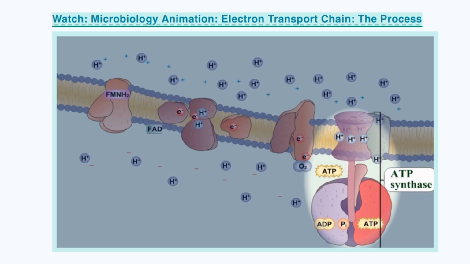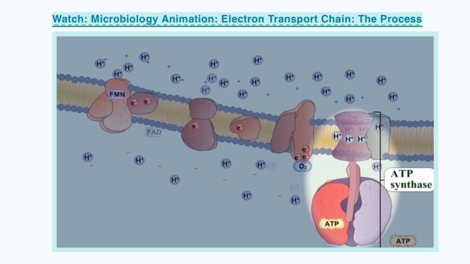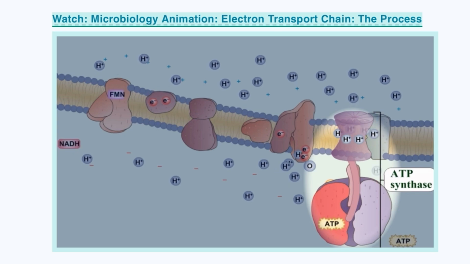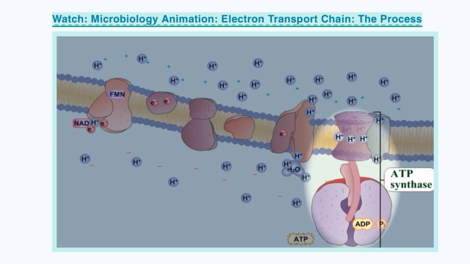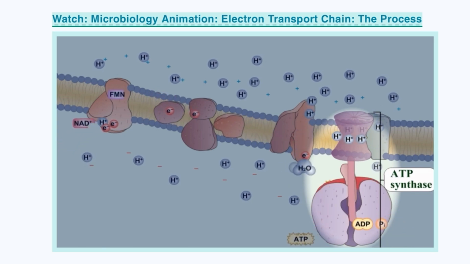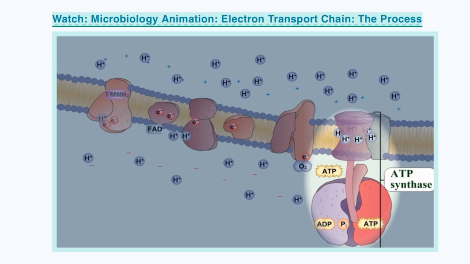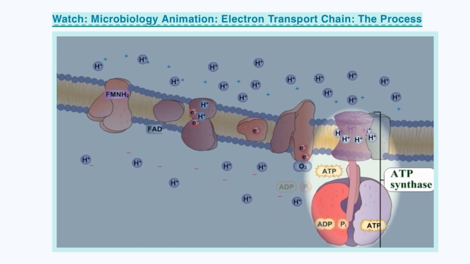This is a protein channel through which protons diffuse. A portion of this channel acts as an enzyme to catalyze the formation of ATP. Now let's see how these electron transport chain components work together to convert potential energy carried in electron carriers to ATP.